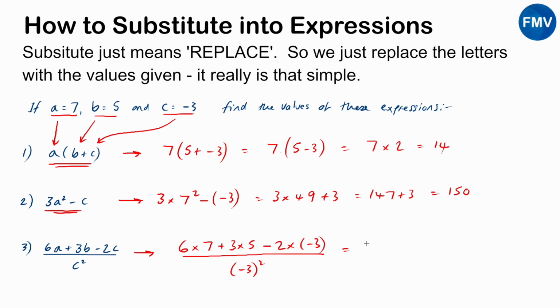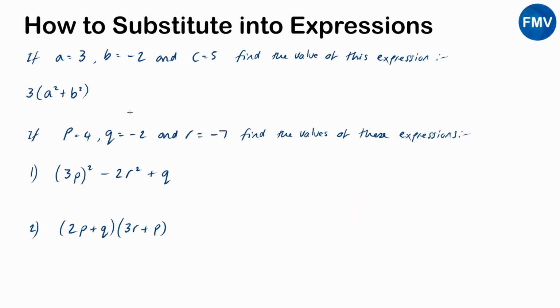So 6 times 7 is 42, 3 times 5 is 15, minus 2 multiplied by minus 3 is a positive 6. 2 times 3 is 6, and a minus times a minus is a positive, that is a positive 6, all divided by minus 3 squared, that is minus 3 times minus 3. 3 3s are 9, and minus times a minus is a plus, that is plus 9 or positive 9. 42 plus 15 plus 6 divided by 9, so that is 63 divided by 9. Well, 63 divided by 9 is just 7. So again, now we have found the value of that expression. One thing to bear in mind, the values of these expressions will change with different values for A, B and C.